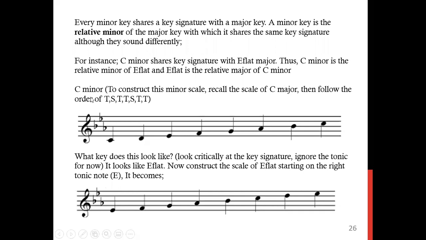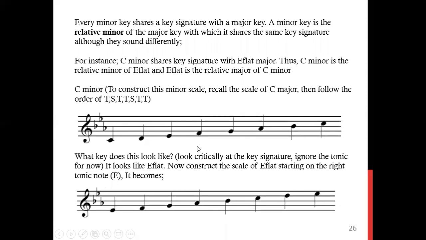Okay, let's try to deconstruct this and really understand it very well. Now, if you are to construct the scale of C minor, remember what I told you about how to construct it. It's going to be whole step, half step, whole step, whole step, half step, whole step, whole step. So remember, you should always start at your tonic, always start at your resting note. So we want to construct the scale of C minor.